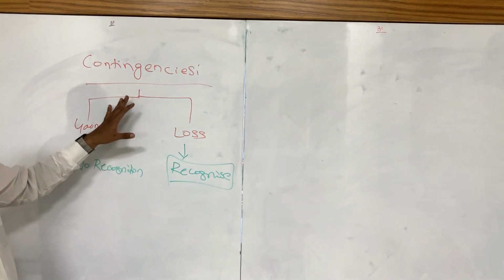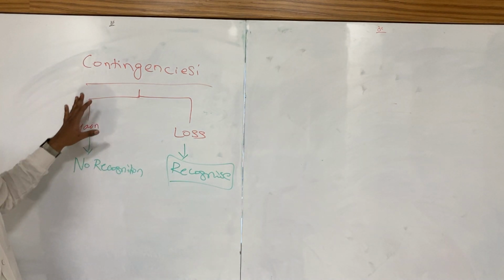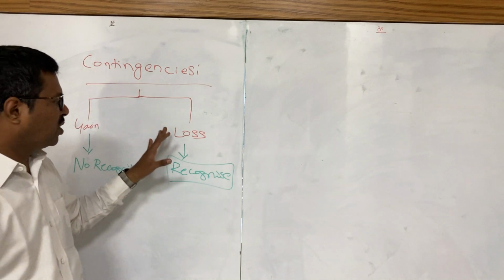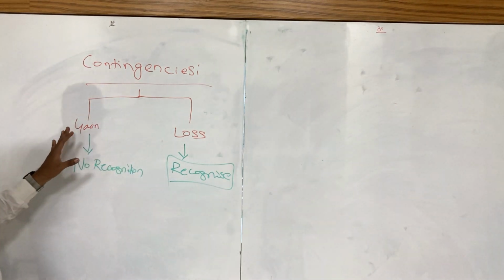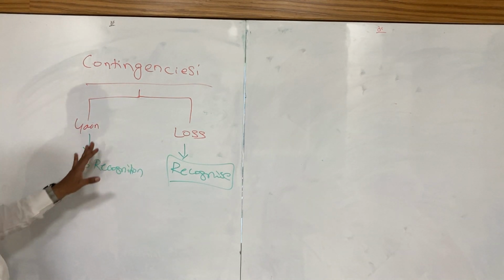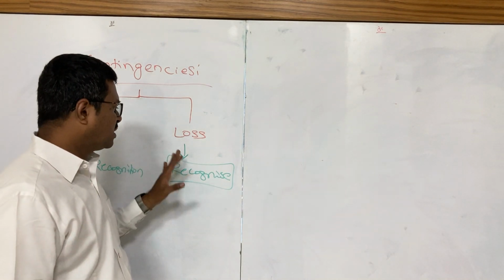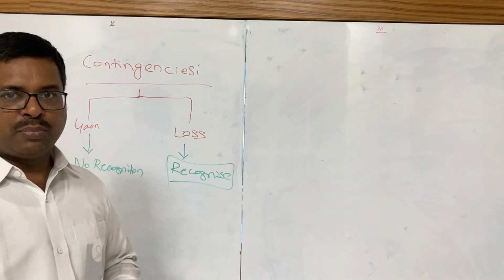So contingencies are of two types, contingent gains or contingent losses, and in case of contingent gain you need not recognize in the financials, but in the case of contingent losses you have to recognize prudently.